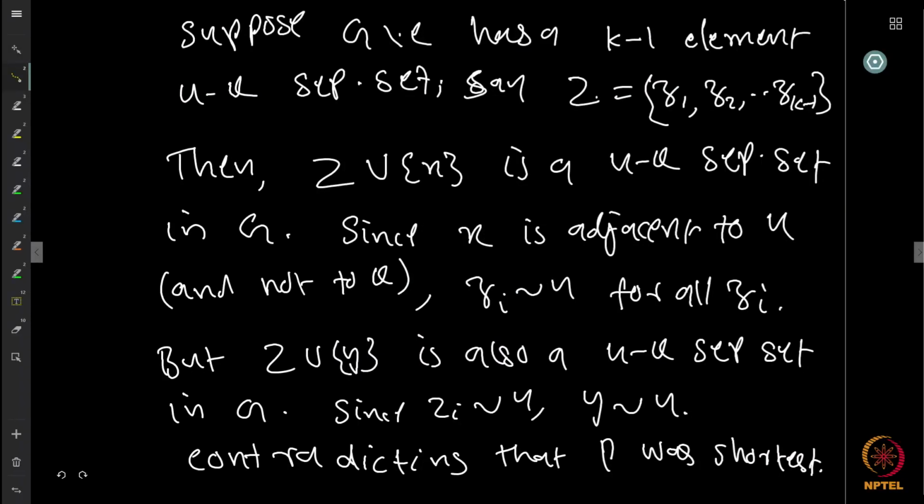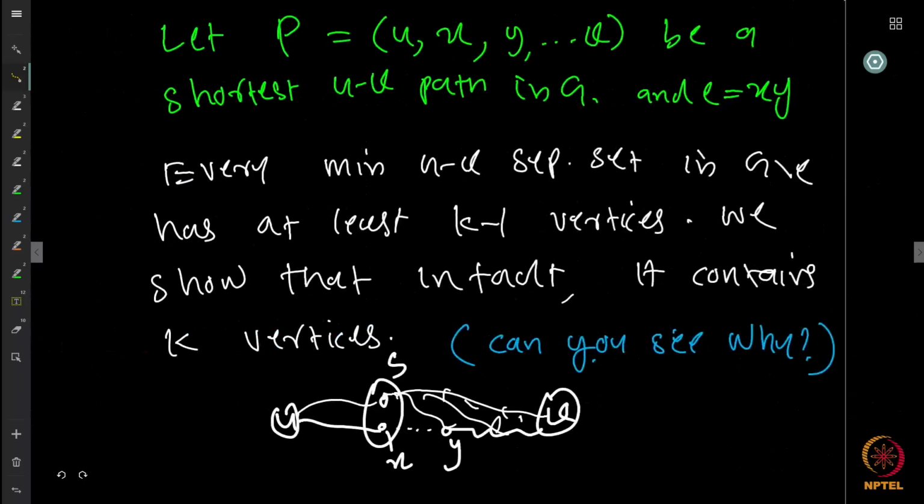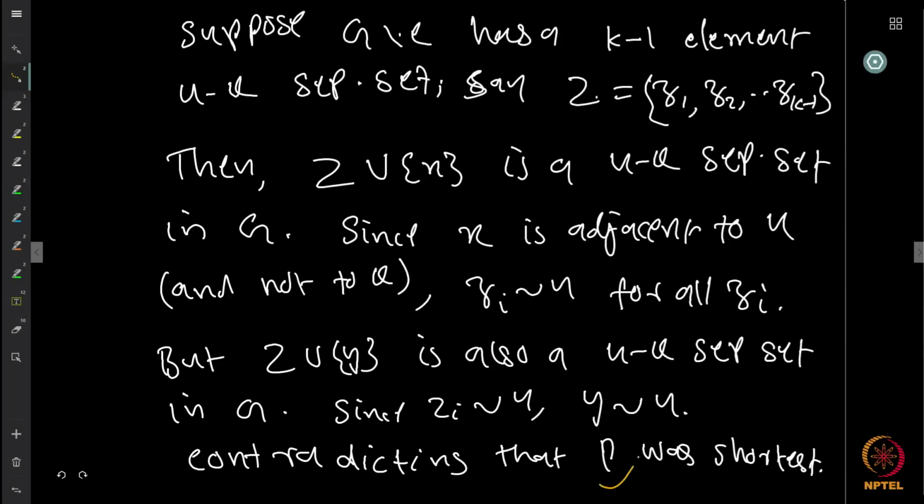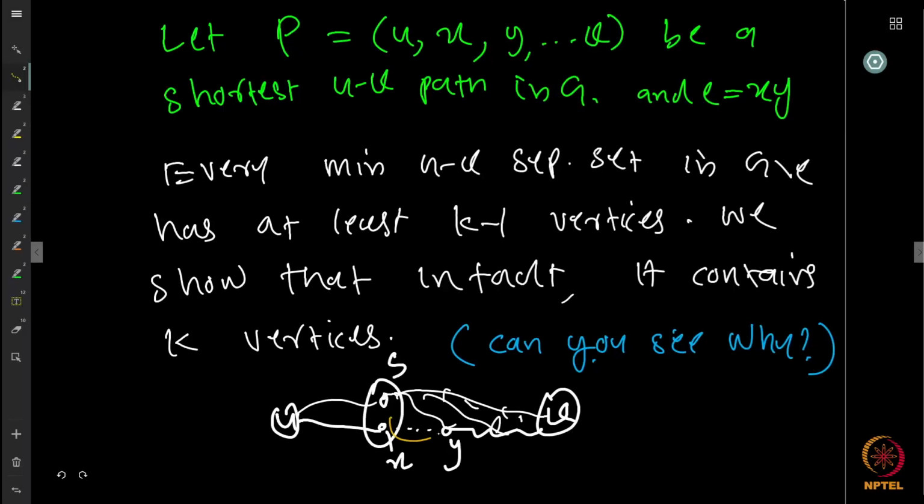Now this contradicts the fact that P was a shortest UV path, right? Because we said that we started with the shortest UV path, which means that the path from U to X to Y to V was of the shortest length. But now if Y is adjacent to U, I can actually go from U to Y and then continue this path, which gives me an even smaller path. But by assumption, P was the shortest path, right? So this is a contradiction, and therefore we cannot have a separating set of size K minus 1 in this case. So G minus XY cannot have a separating set of size K minus 1.